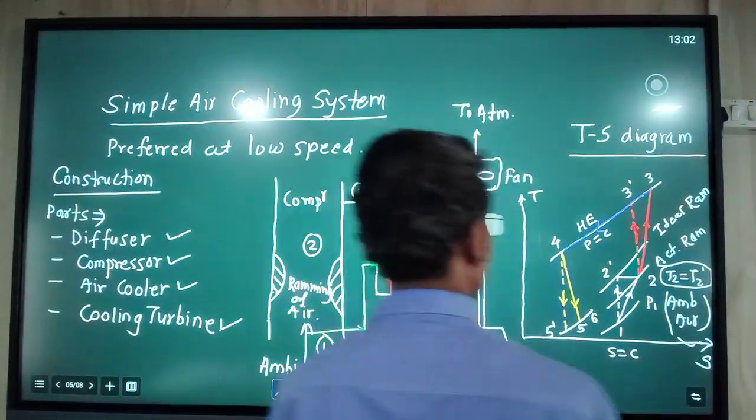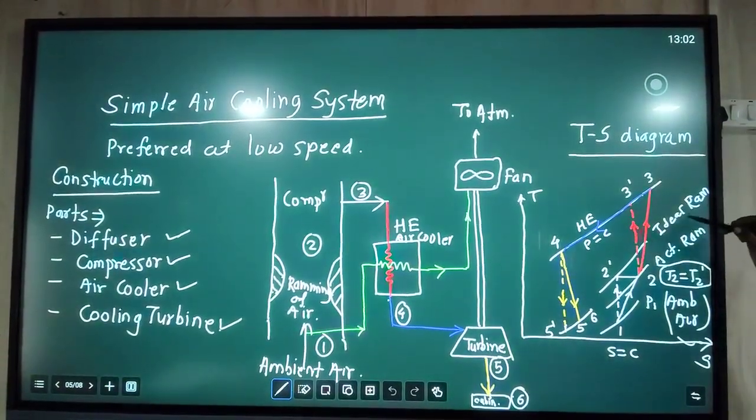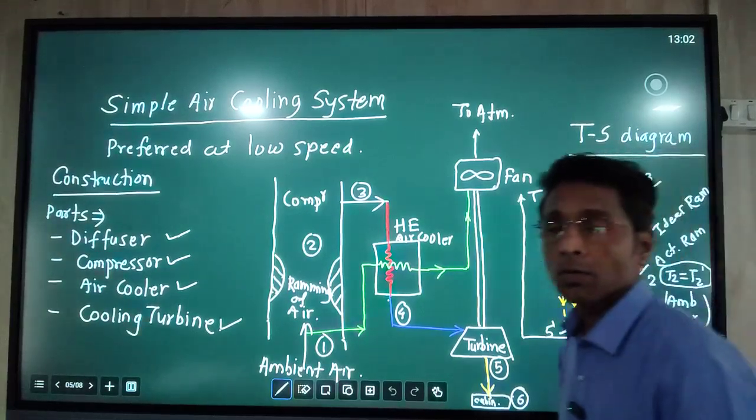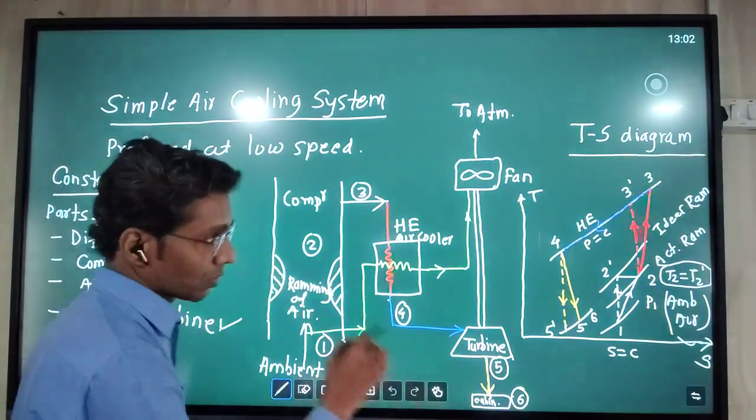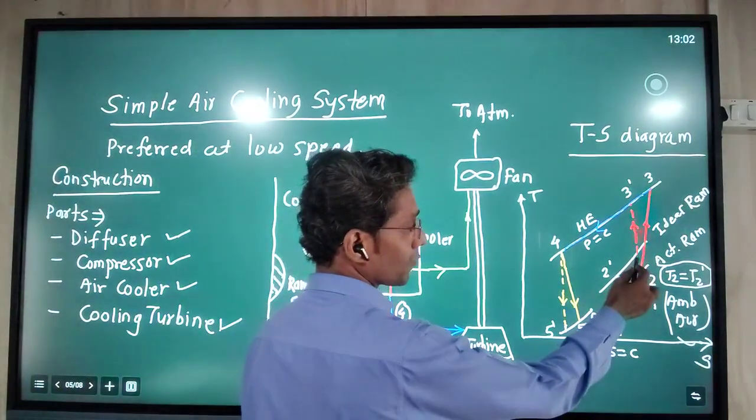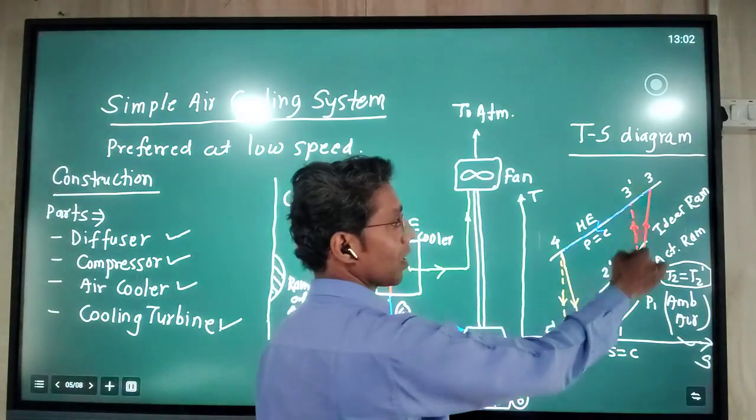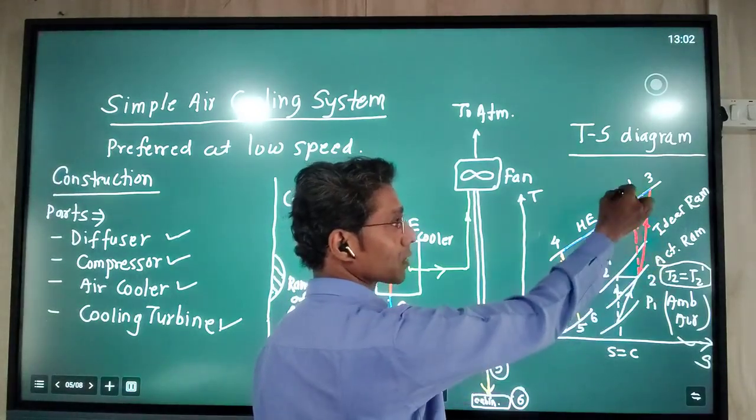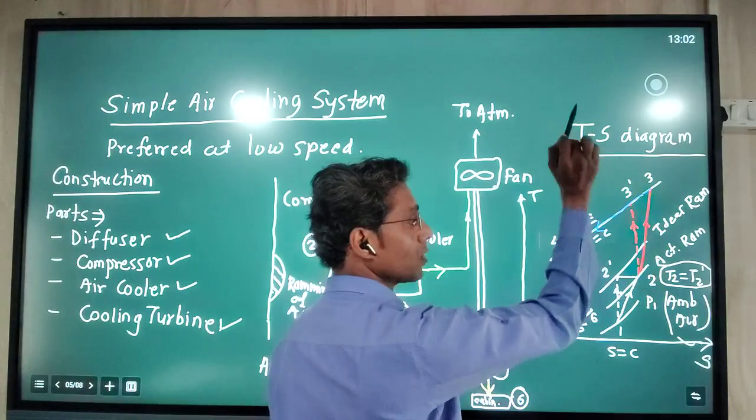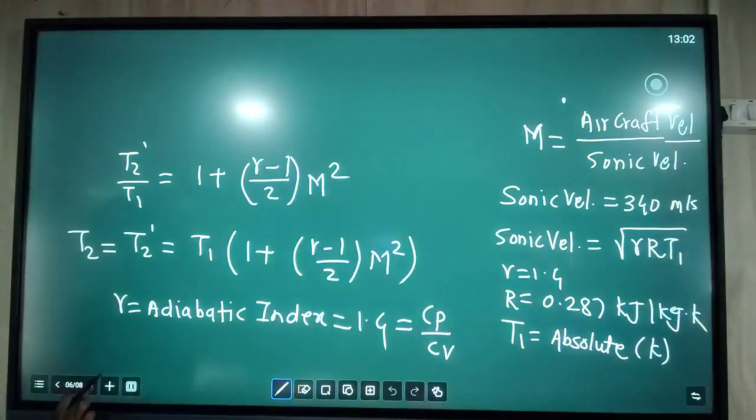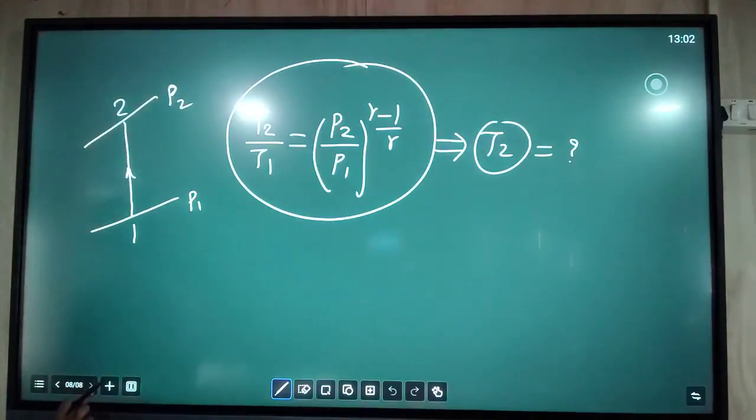Now the further part is the compressor. Regarding the compressor, we can get two formulas: the temperature ratio formula and the compressor efficiency. Both these formulas we can write with the help of this diagram. Here we can take help of two processes: the ideal process from 2 to 3 dash and the actual process from 2 to 3. So for this we write the formula.